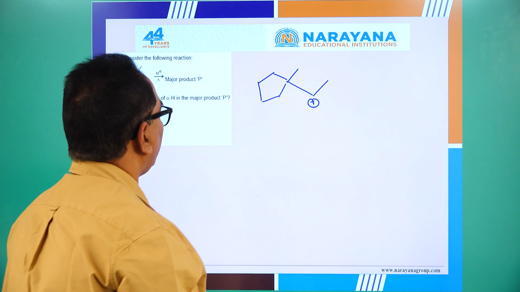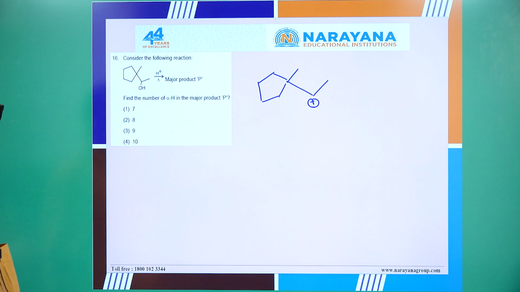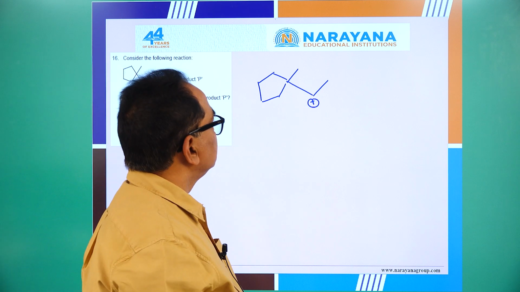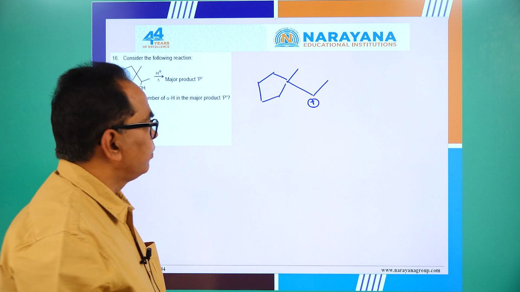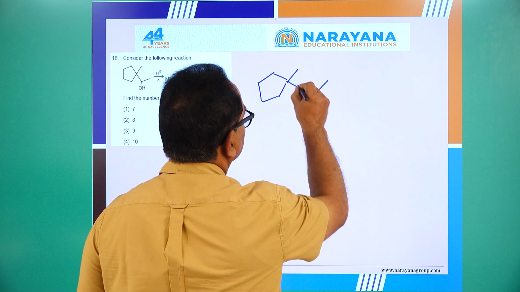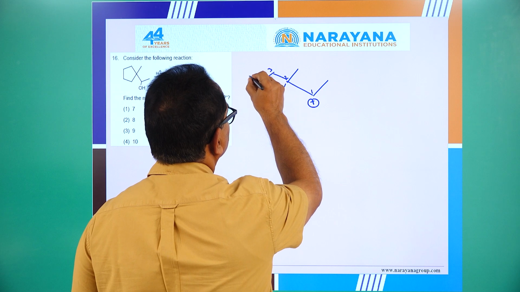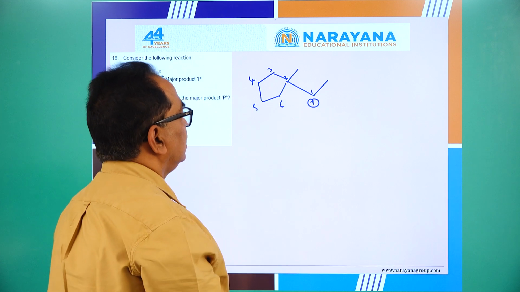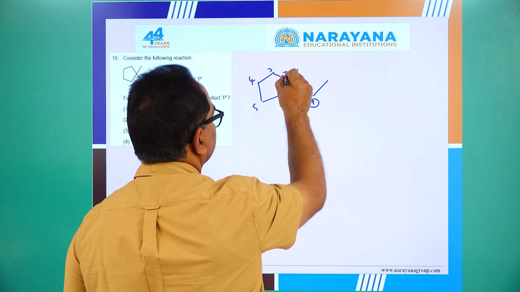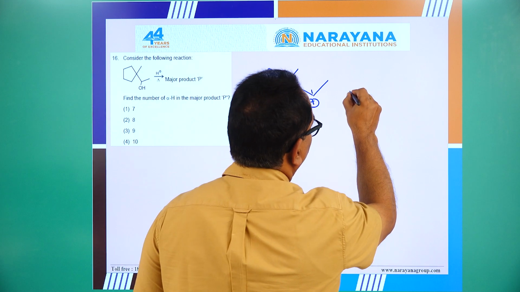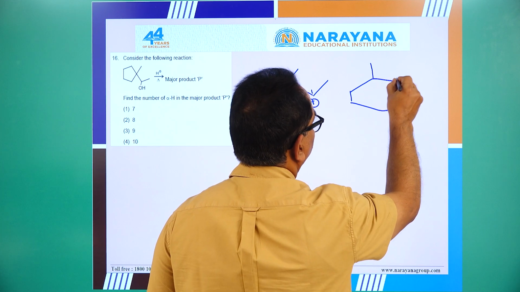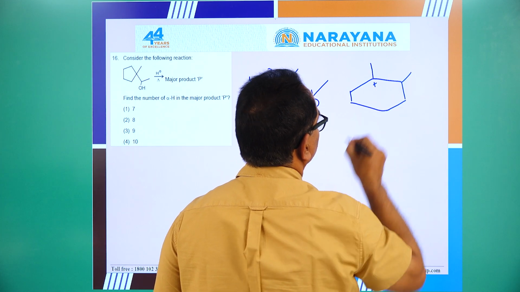This is the carbocation formed when the OH group reacts with H plus. But it is a 5-member ring, and there is a chance of ring expansion where you will get a 6-member ring. So in ring expansion here, this will be 1, 2, 3, 4, 5 and 6. So this positive charge you can expect on the second carbon atom. Then you will get a 6-membered ring with the 2 branches and a positive charge.